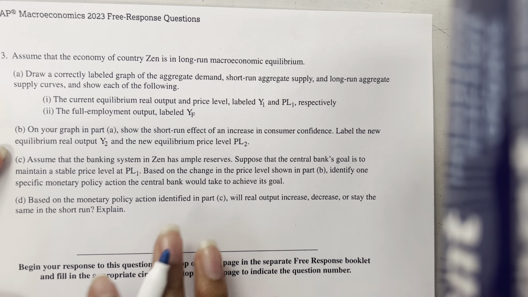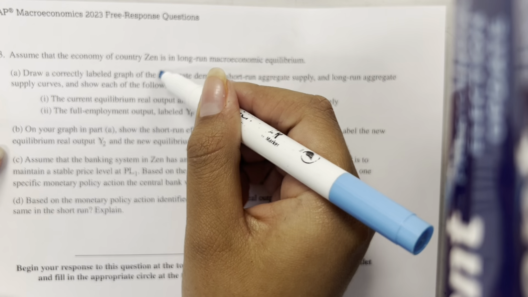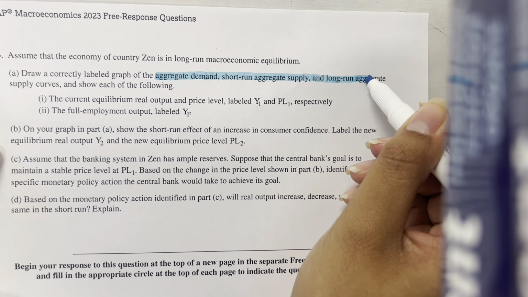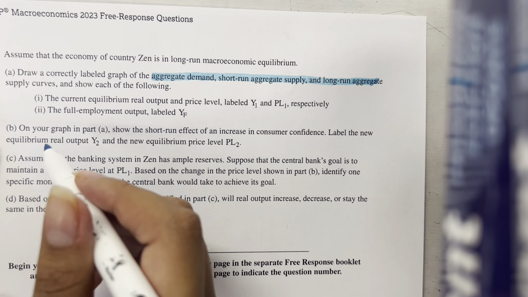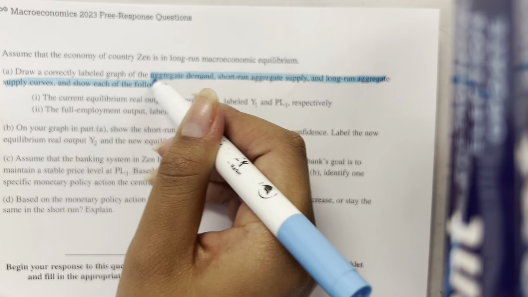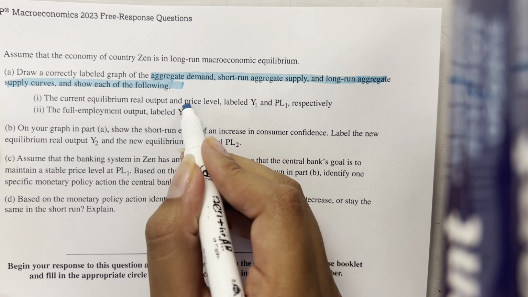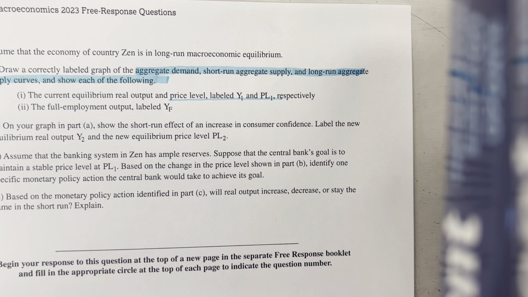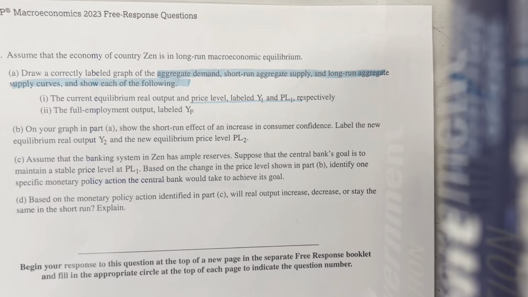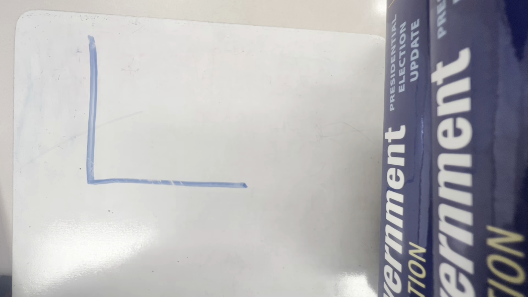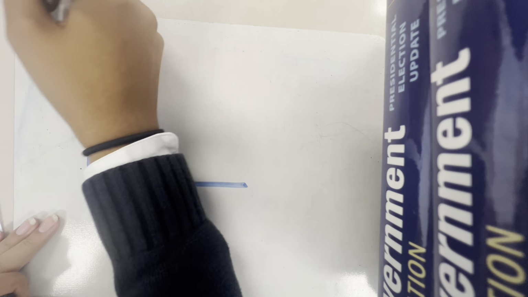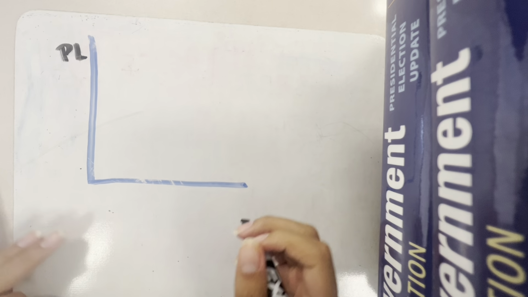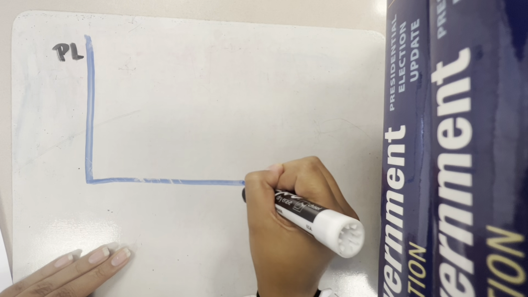Assume that the economy of Zen is in a long-run macroeconomic equilibrium. We're going to draw a graph of the aggregate demand, short-run aggregate supply, and long-run aggregate supply curves to show the following: price level labeled as PL1 and the full employment output of Y1. Now, this marker was a little bit wonky, so just bear with me, and then we'll get started.